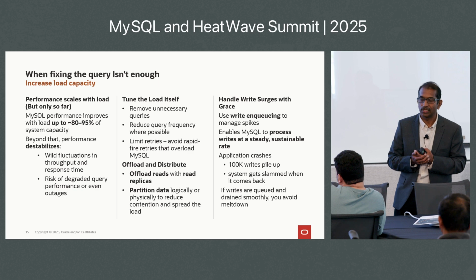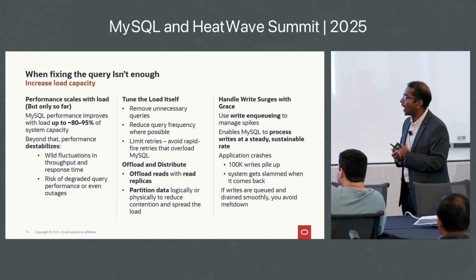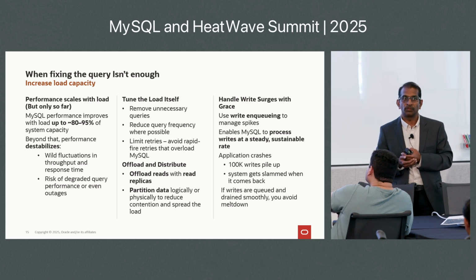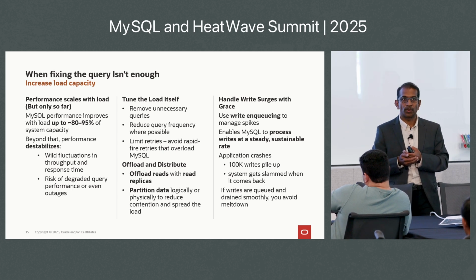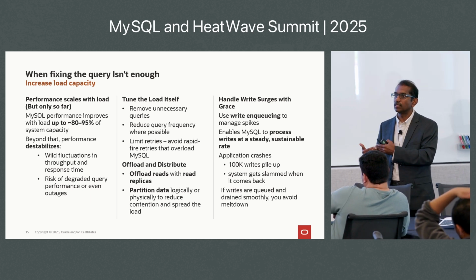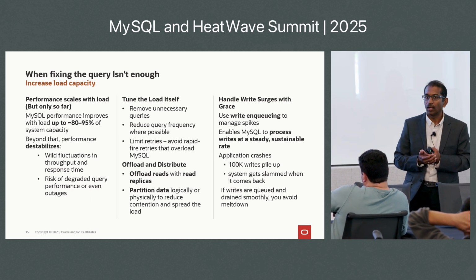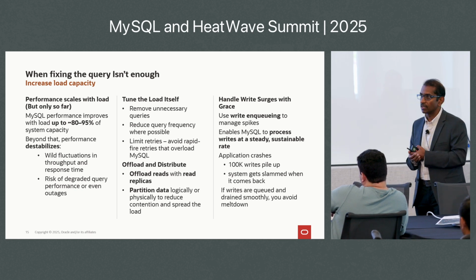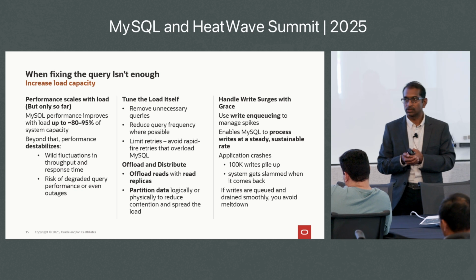So that's when you would end up tuning the load itself, and maybe offload or distribute to options like read replicas, or maybe partitioning your data. So archiving is one strategy, or if you want to retain the data, you can partition the data by using partitioning techniques. And one example that I would like to give here is the handling of write surges with grace.